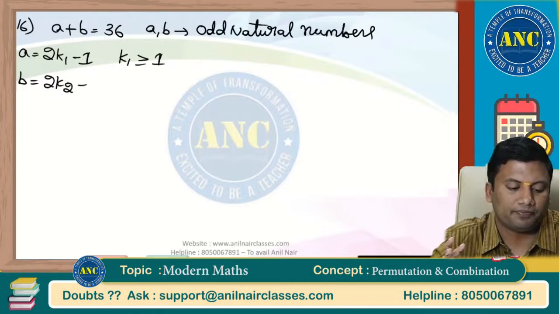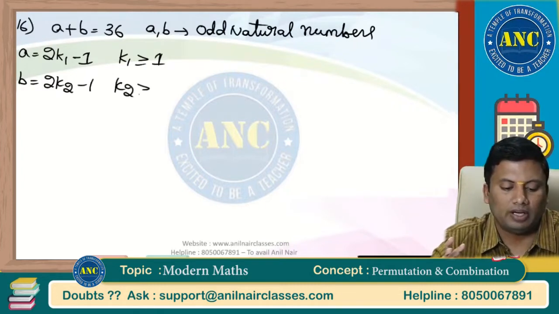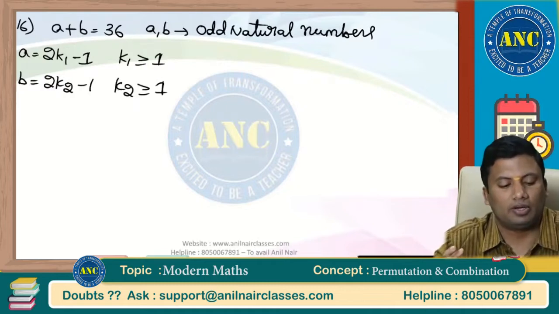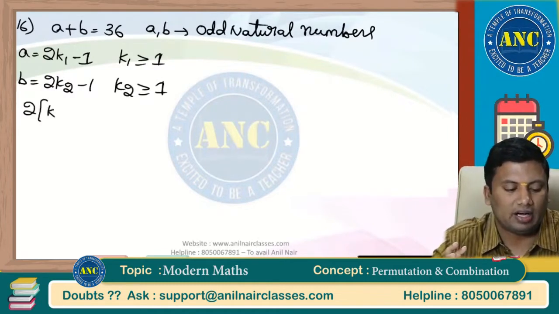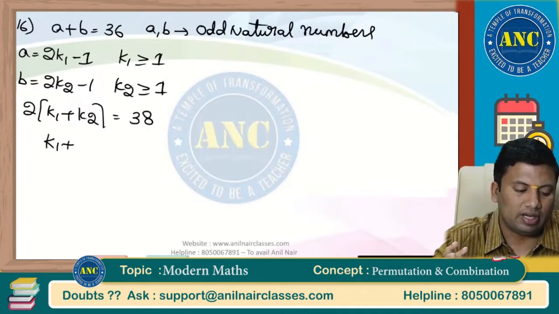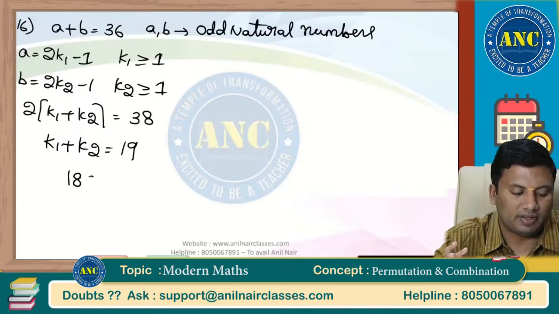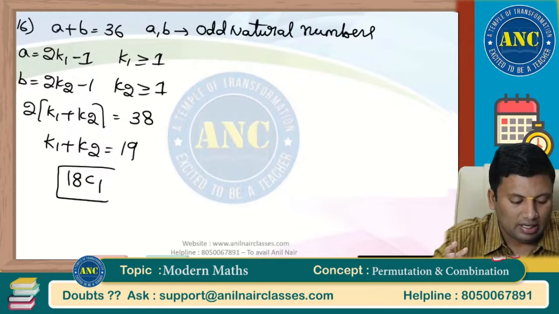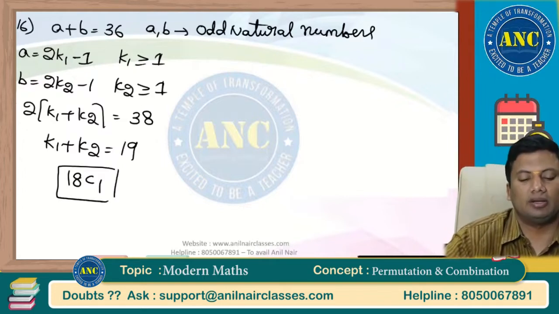B is 2k2 minus 1, with k2 greater than or equivalent to 1. So 2 if I take common, k1 plus k2 minus 2, if it comes to the right hand side, 38. So k1 plus k2 is nothing but 19. The answer for this question is 18C1.